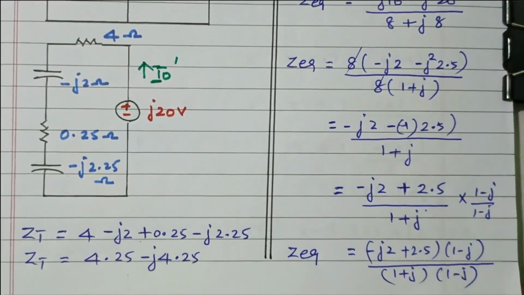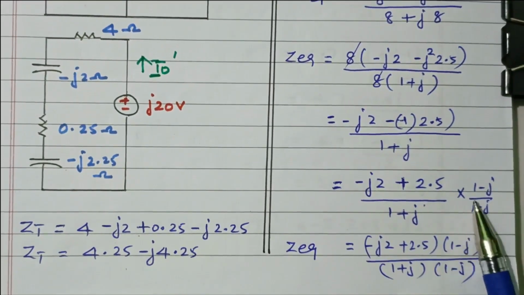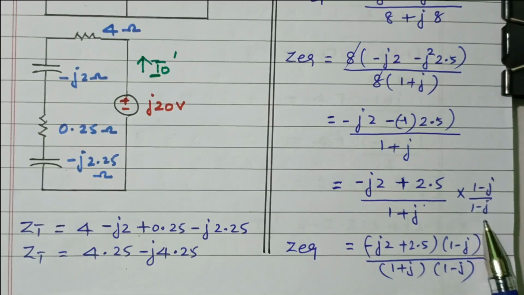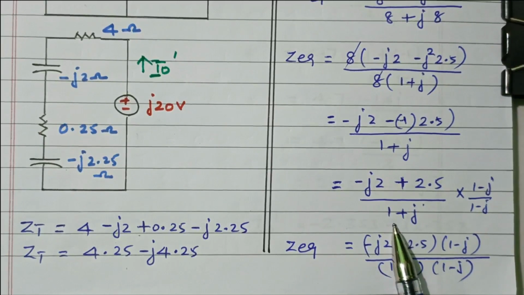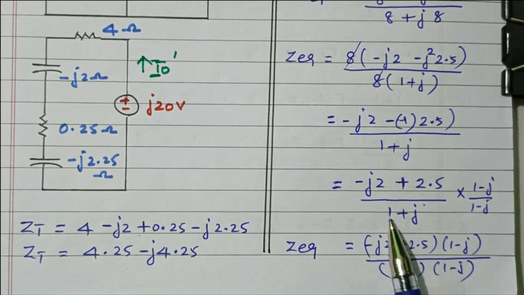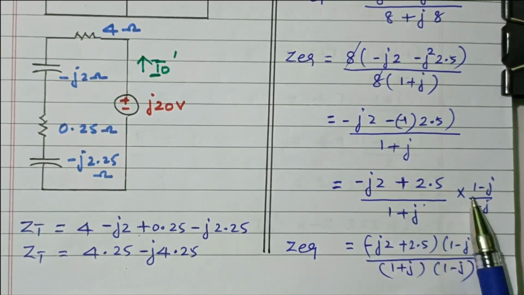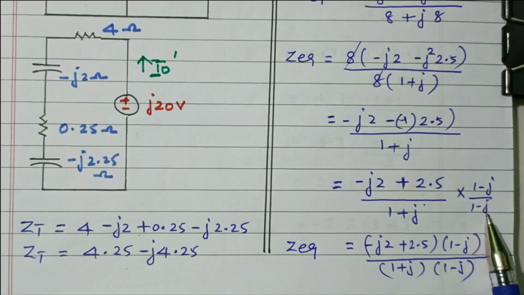For further simplification, it is multiplied and divided by 1 minus j. That is the complex conjugate of 1 plus j, used in order to bring it into a simplified form. The complex conjugate of 1 plus j is 1 minus j, divided by 1 minus j.